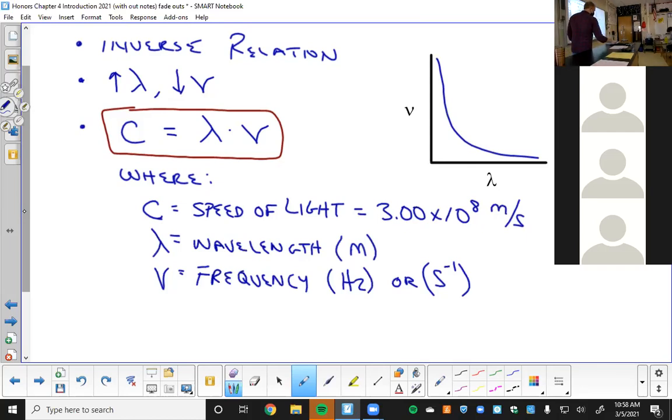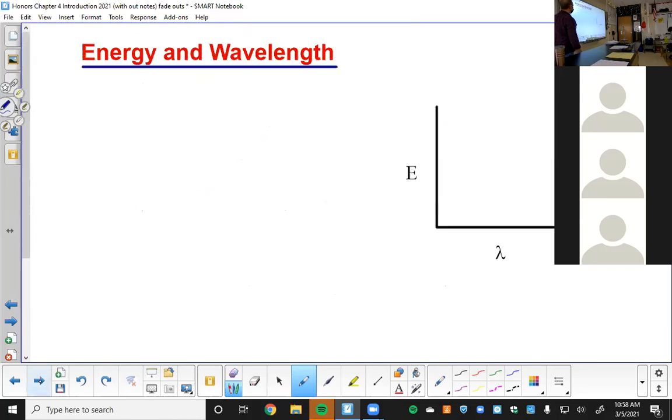And we've got one other to look at, and then we're done for the notes. Last equation. You've got half a page, you're good. So energy and wavelength is our last one. We go back to those arrows.